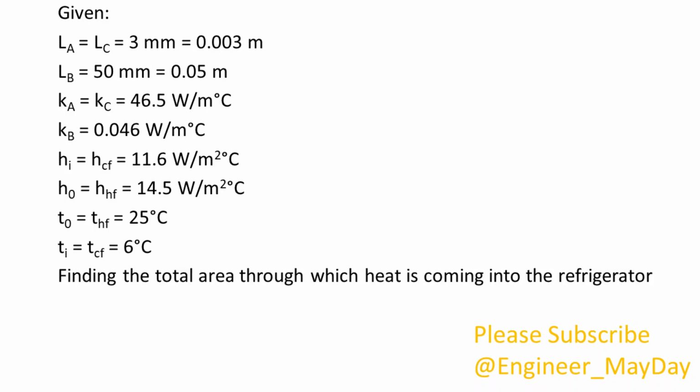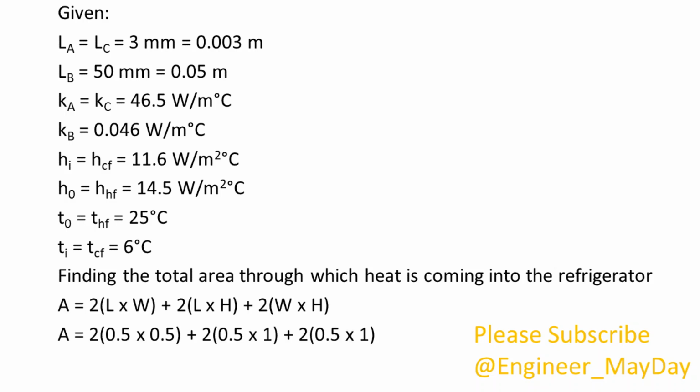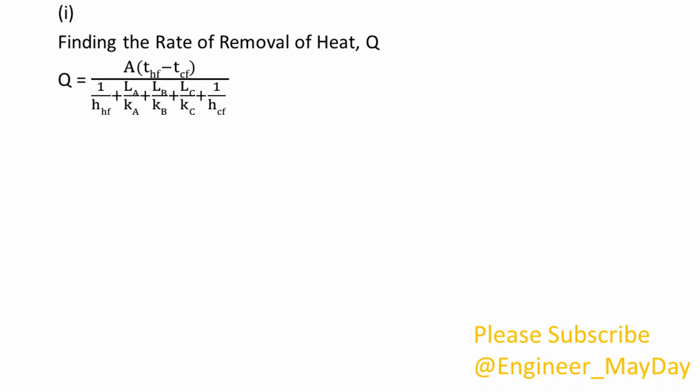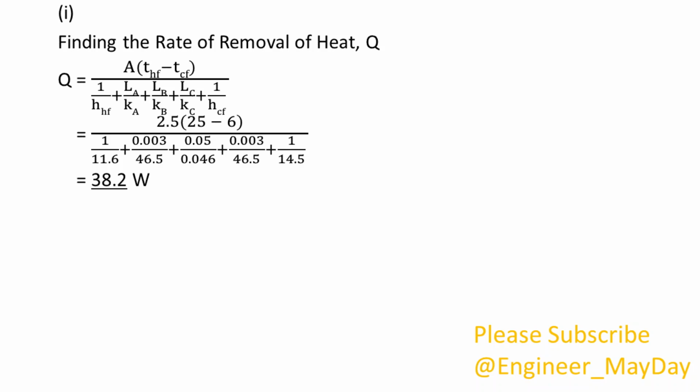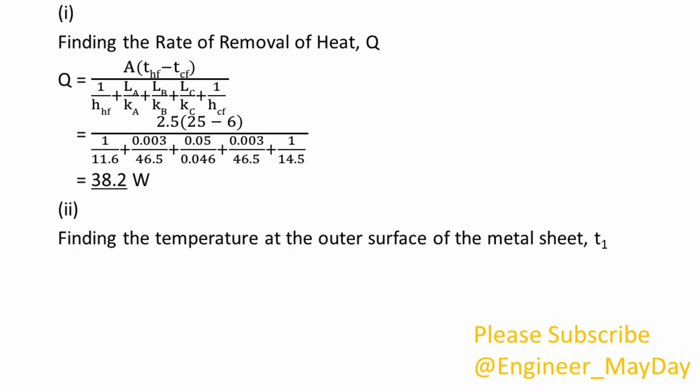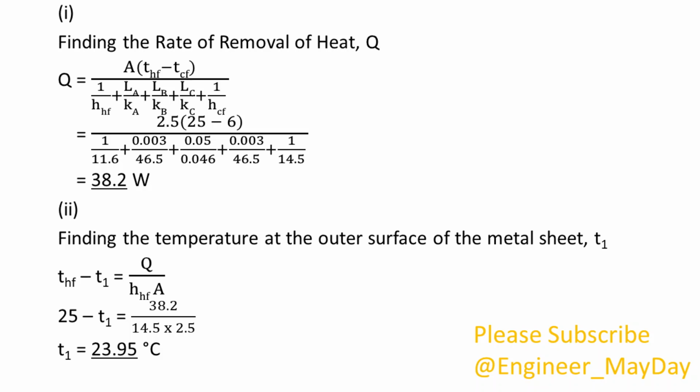Finding the total area through which heat is coming into the refrigerator, which equals 2.5 square meters. 1. Finding the rate of removal of heat, Q, which equals 38.2 watts. 2. Finding the temperature at the outer surface of the metal sheet, T1. T1 equals 23.95 degrees Celsius.